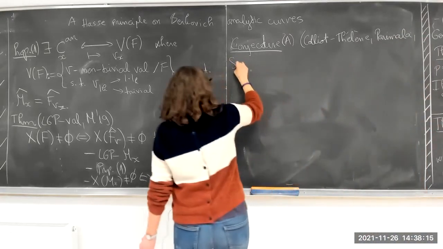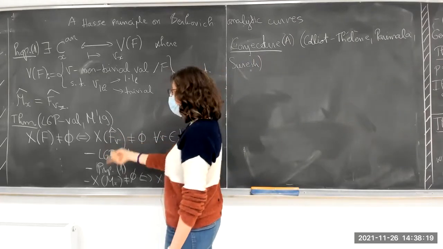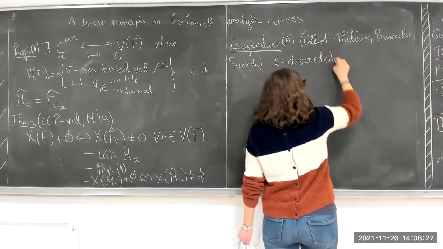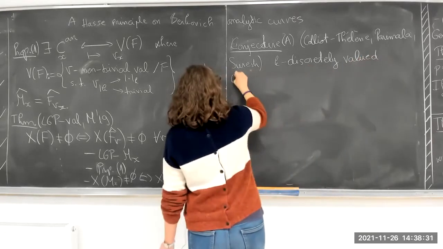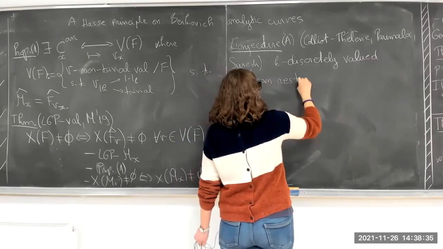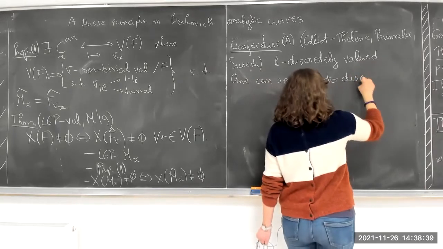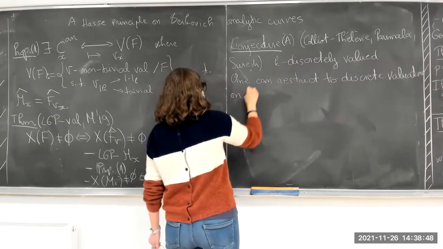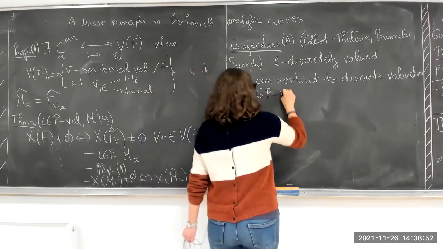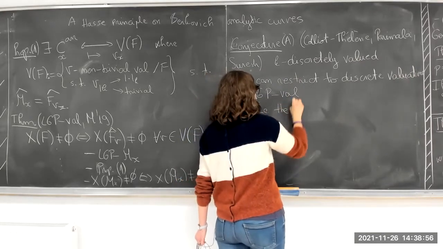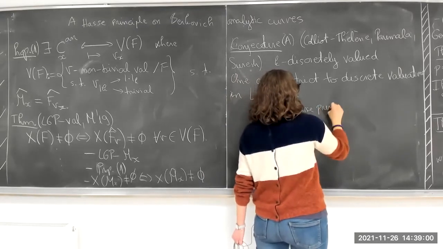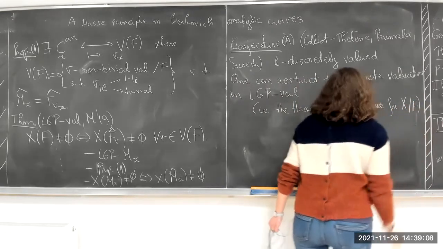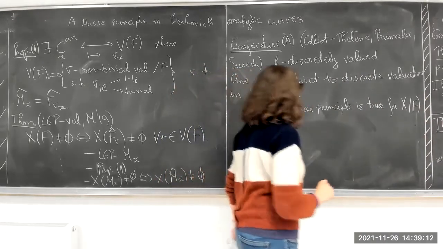And basically in this language, it states that, well, we can restrict to only the discrete valuations here, but you have to assume already that K is discretely valued. And then one can restrict to discrete valuations on, let's say, the LGP in LGP val. Or in other words, the Hasse principle holds, is verified for our variety X defined over the function field F. So this is what they conjecture.